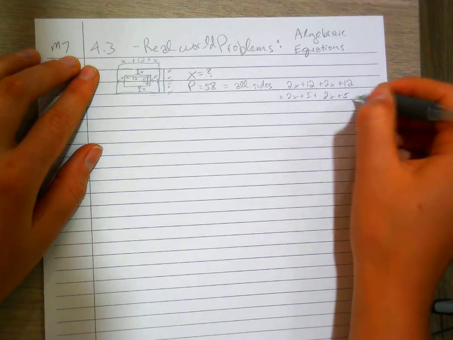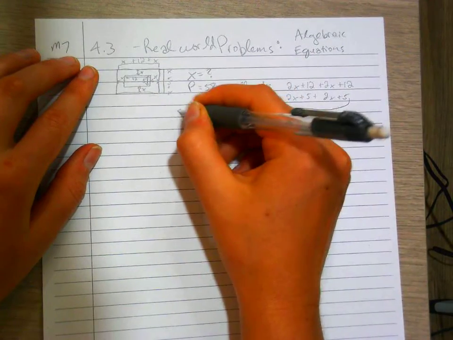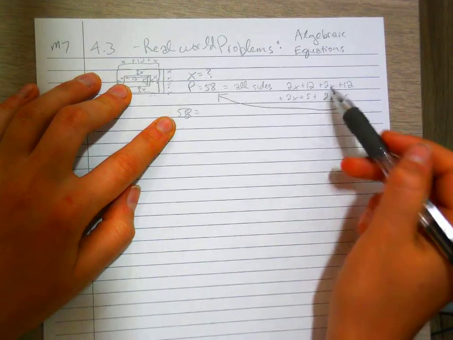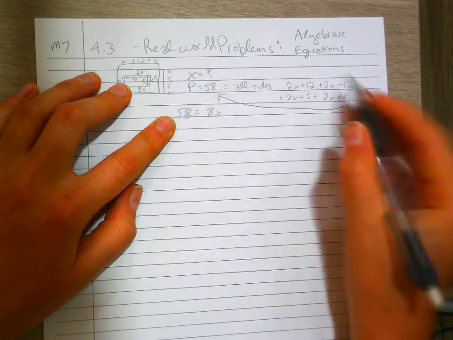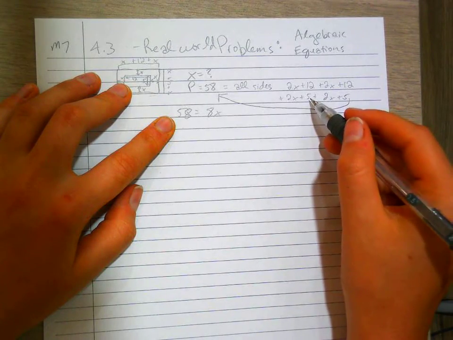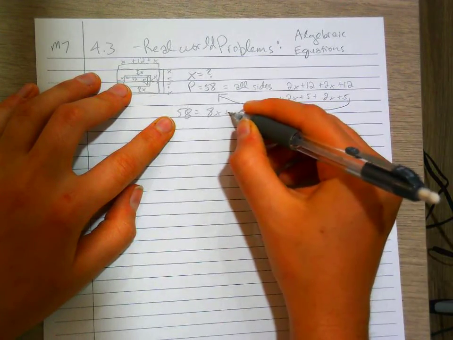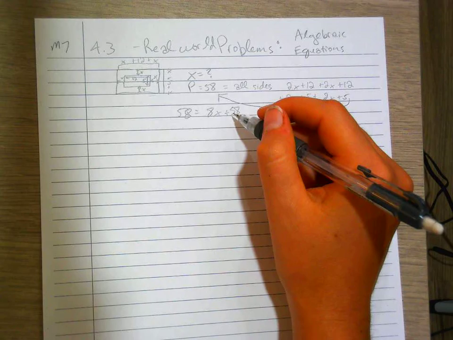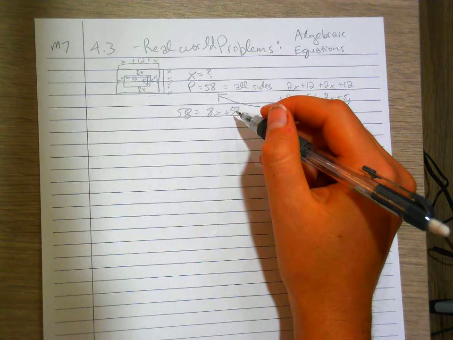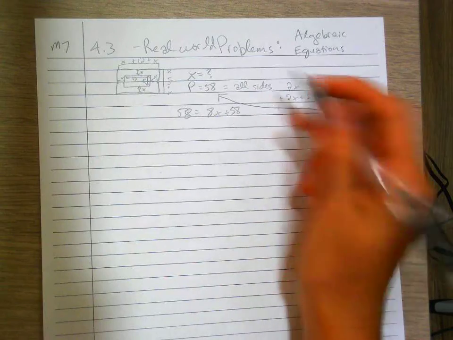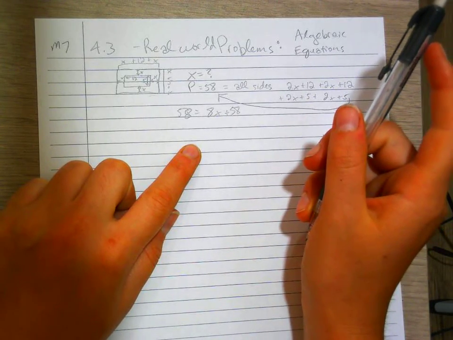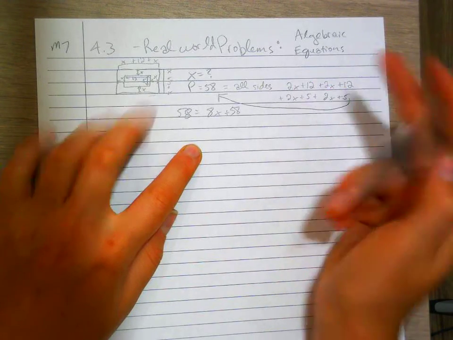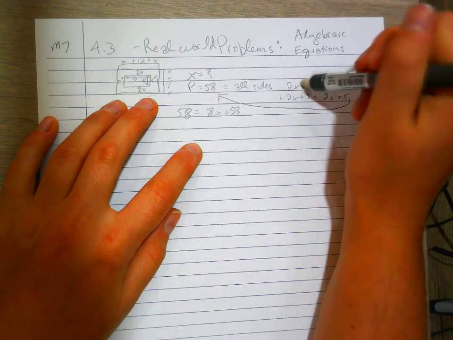So if we combine, 58 is going to equal, we have 2x, 2x, 2x, 2x, that's 8 x's. 12, 12, that's 24, plus 5 and 5 is 10. Oh, sorry, I think I had it wrong. That's 24, so 34. Makes more sense. So plus 34.